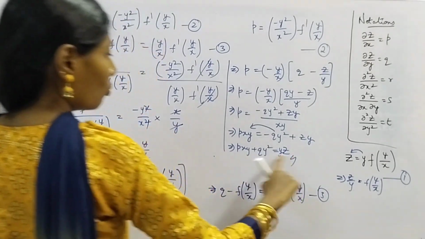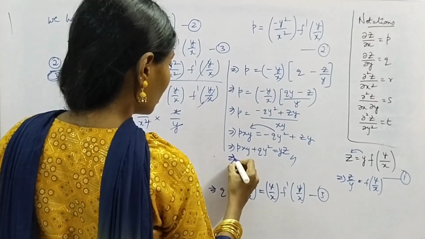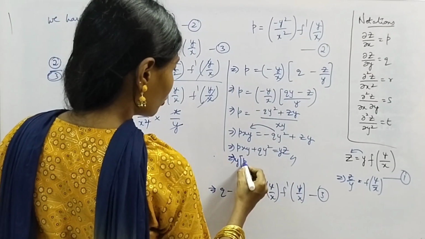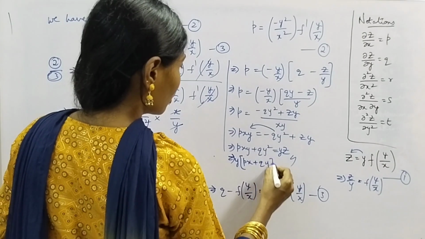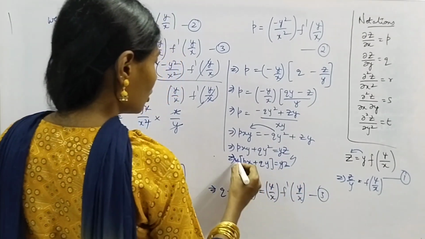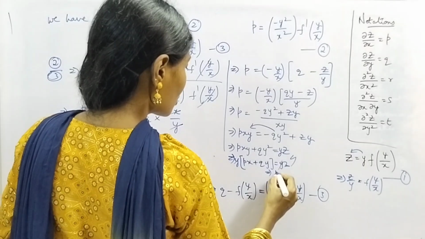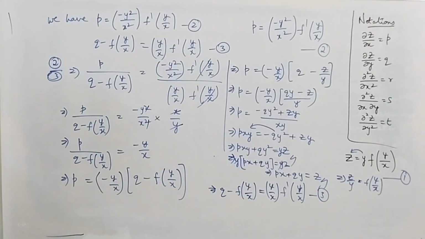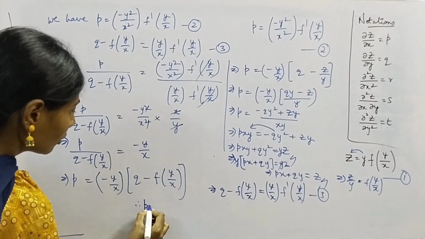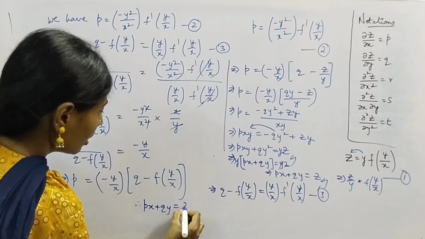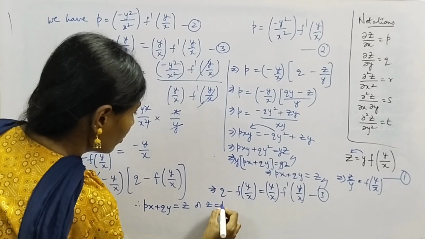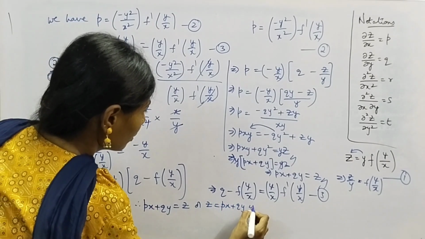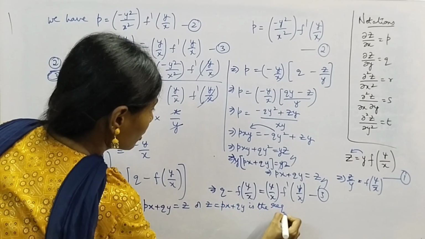Or take y common from all these terms. You'll get y into px plus qy equal to yz. This y gets cancelled, which gives us px plus qy equal to z, which is the required partial differential equation. Therefore, px plus qy equal to z, or z equals px plus qy, is the required partial differential equation.